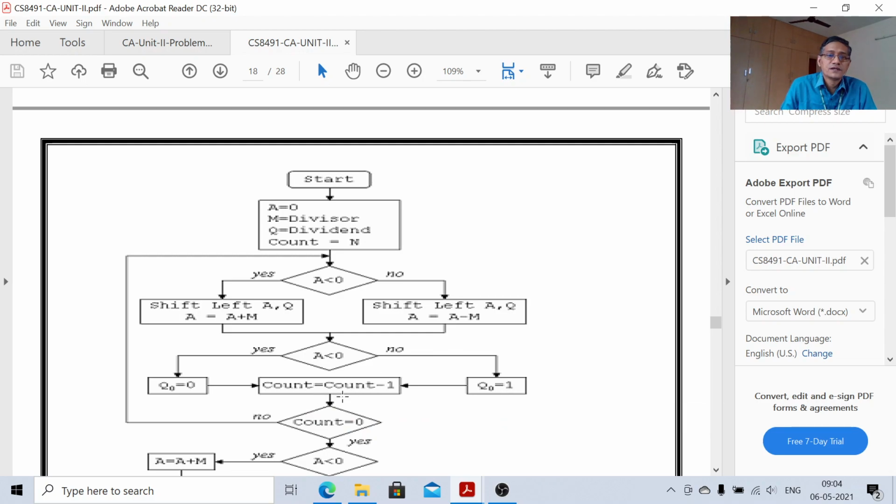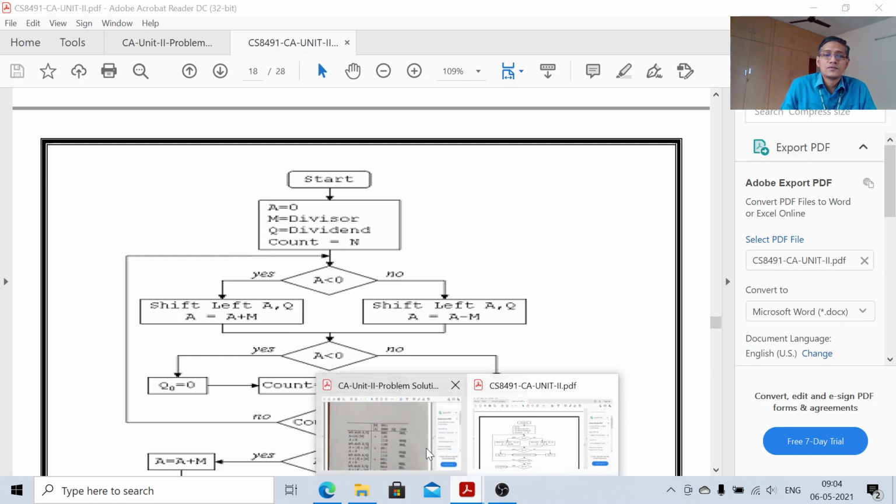And we are going to decrement the count. If the count is equal to 0, we are going to end the division process. If the count is not 0, we are going to iterate it. Okay, so the two-step process is here. Now we will move on to the problem.